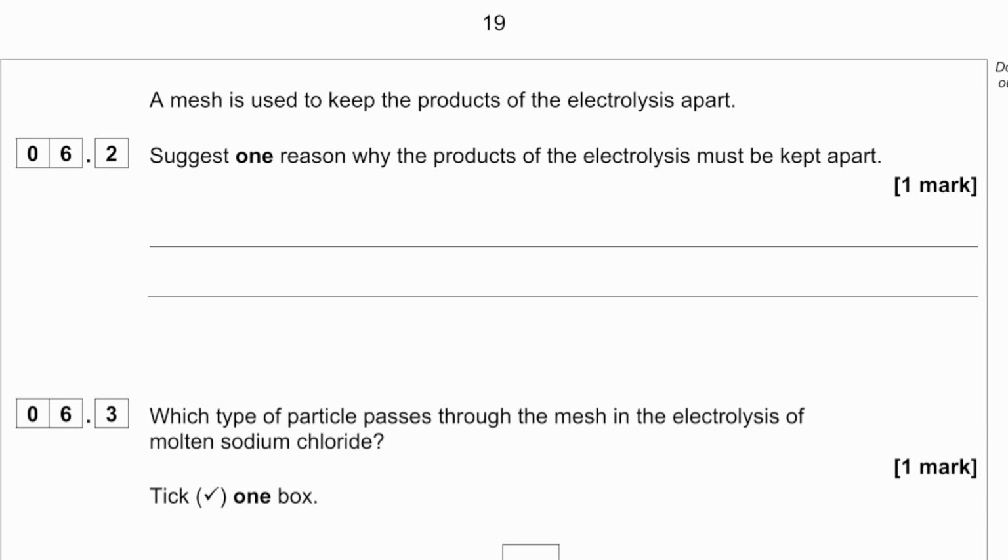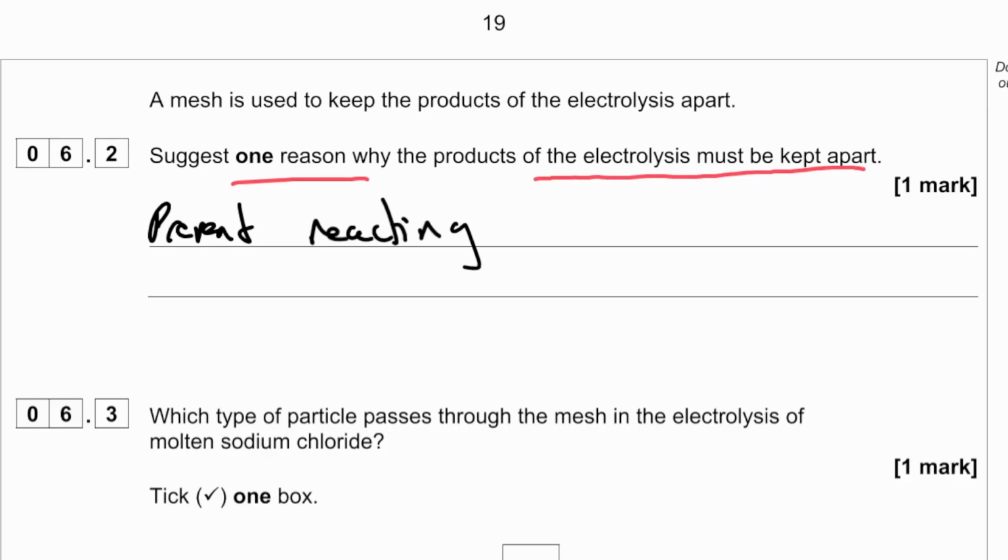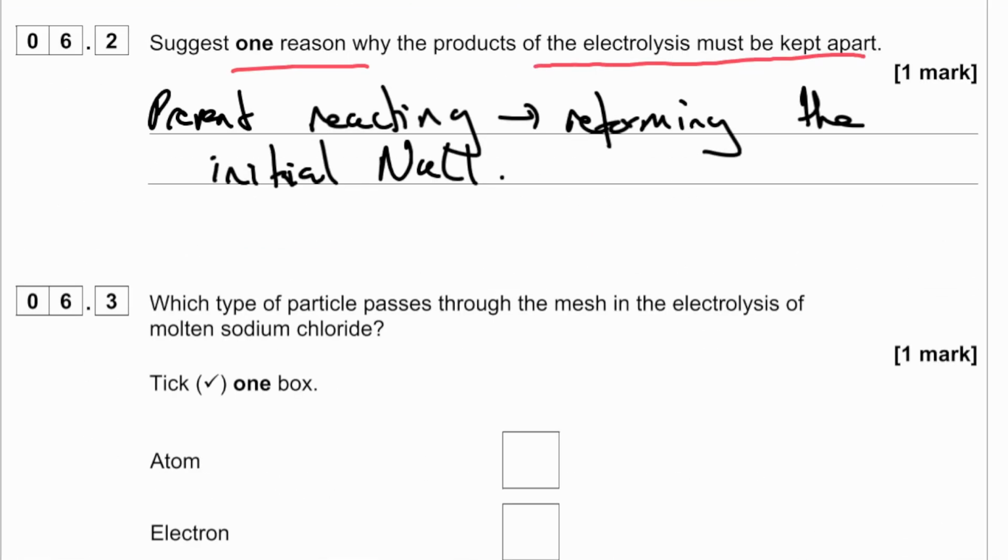6.2, a mesh is used to keep the products of electrolysis apart. Suggest one reason why the products of the electrolysis must be kept apart. Well, the idea is if you don't keep these products apart, essentially they'll mix, and when they mix, they'll actually react together. So we want to prevent them reacting and basically reforming the reactants, the initial sodium chloride, so essentially to prevent the reverse reaction.